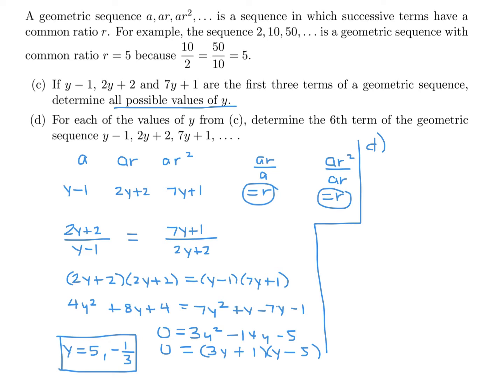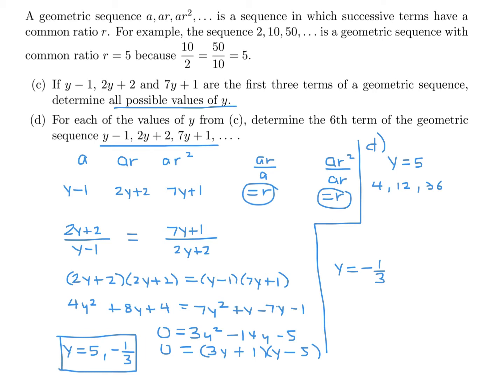All right. So first we'll do it for y equals 5, and then we will do the same thing for y equals negative 1/3. Okay, so with y equals 5, y minus 1 would be 4, 2y plus 2 is going to be 12, 7y plus 1 will be 36, and so on.